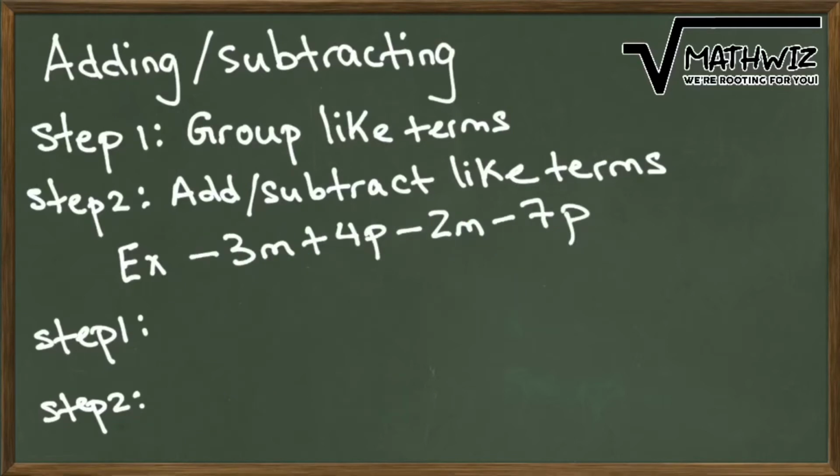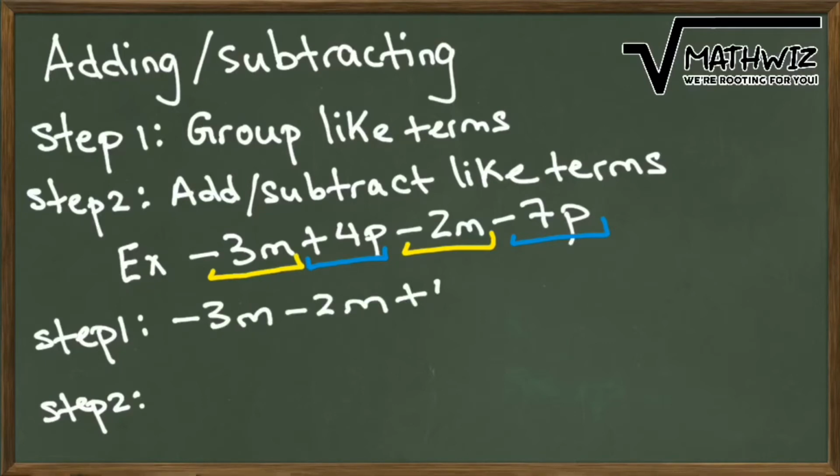For our next example, we want to look at minus 3m plus 4p minus 2m minus 7p. As usual, the first step is that we want to group our like terms. So I have minus 3m and minus 2m. Those are like terms. And then also plus 4p and minus 7p. Reminder, like terms are determined by the letters, not by the numbers or the signs. So I have minus 3m minus 2m plus 4p minus 7p.